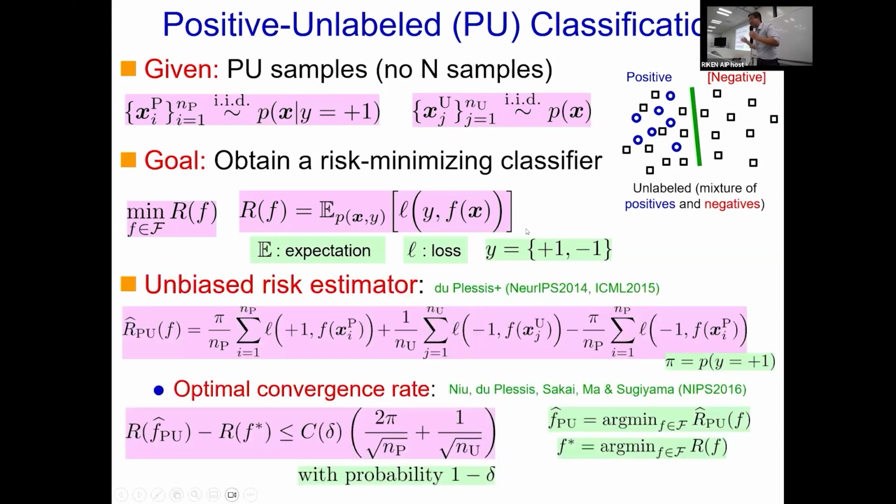After a few lines of simple mathematics, we can show that the unbiased risk estimator can be computed only from positive data and unlabeled data in this way. For some simple parametric settings, we can achieve the optimal convergence rate. This is based on standard empirical risk minimization, so it's a fairly simple approach. This is an example where we can solve a classification problem only from weak supervision.